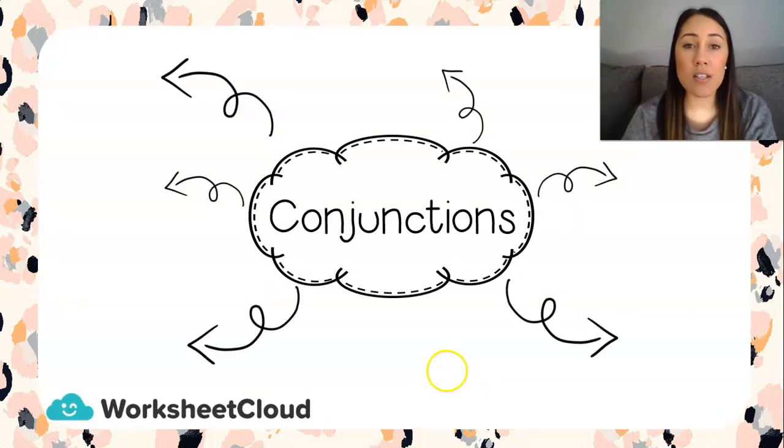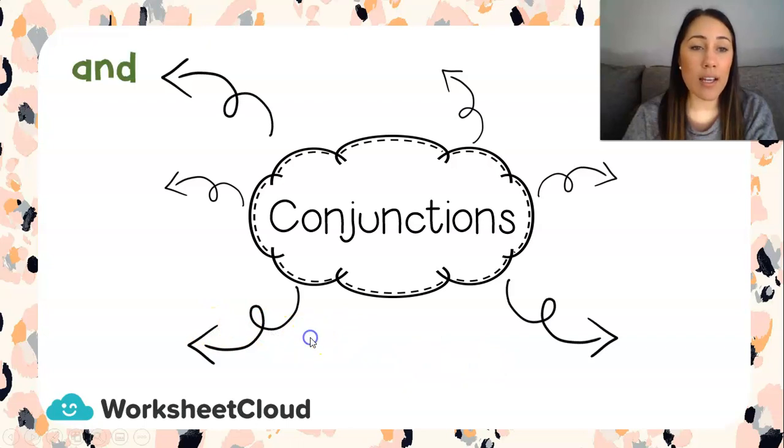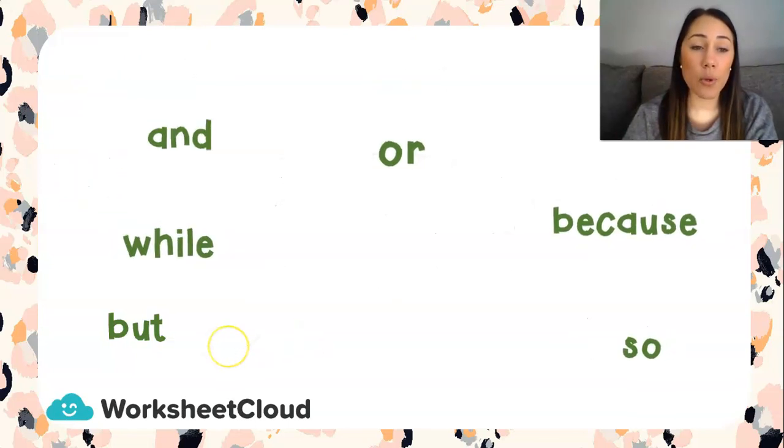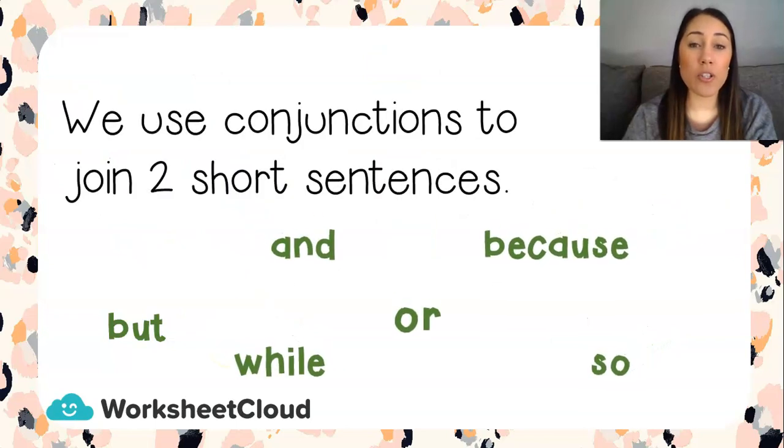So, conjunctions are short words that we use in sentences to join two sentences. So these are words like and, while, but, or, because, and so. Now these words we will use to join two short sentences if they are related and we want to make them one long sentence. But each of these words has a reason for why we use them and when we would use them in two sentences.